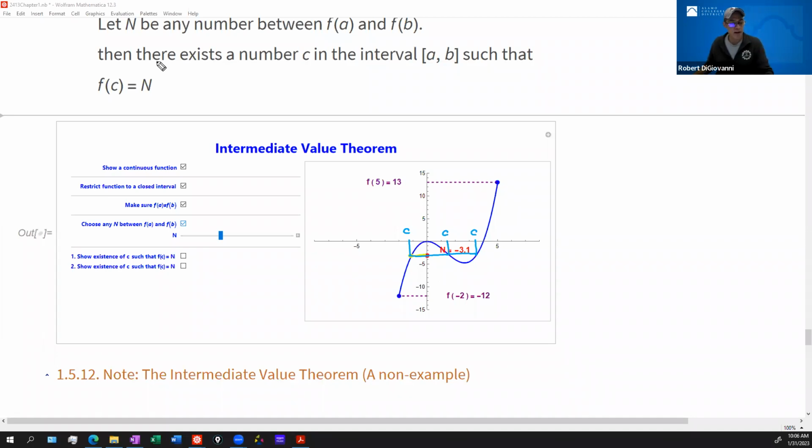The theorem says there exists a number. This means there exists at least one. Does the theorem say that it's only one? No, it says there must exist a number. Could be more than one number, but there has to be at least one.